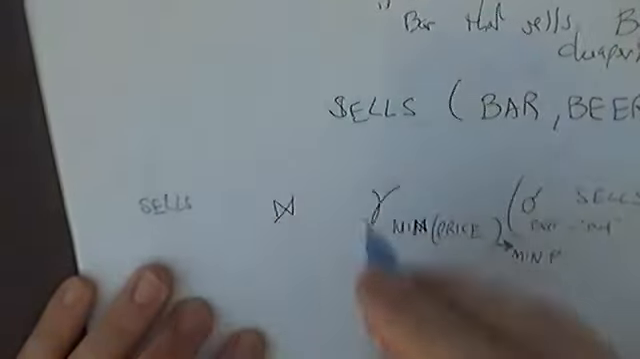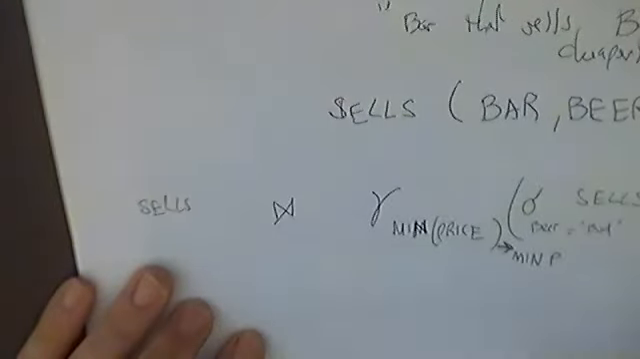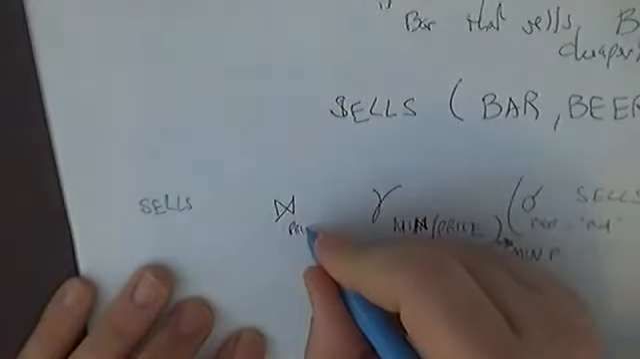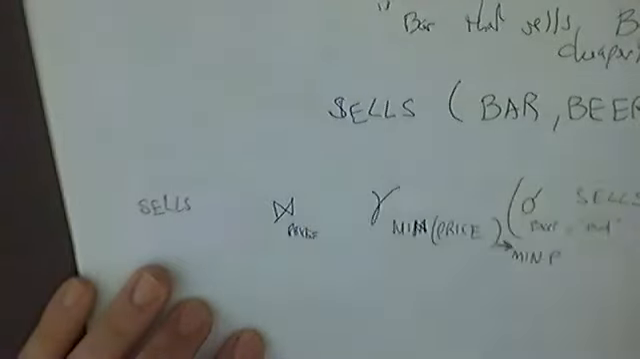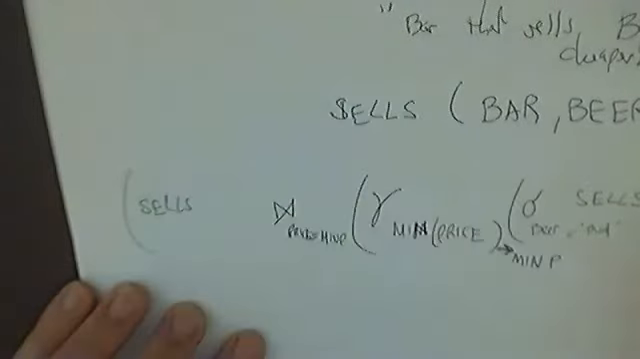All right. But I've renamed it here. So I named it min p here. And so what I'll just do is say Sells, I do a join here, and basically it's going to be a theta join. So I'm going to have it say price equals min p. All right. And then over all of that, I'm going to pluck out the bar name.